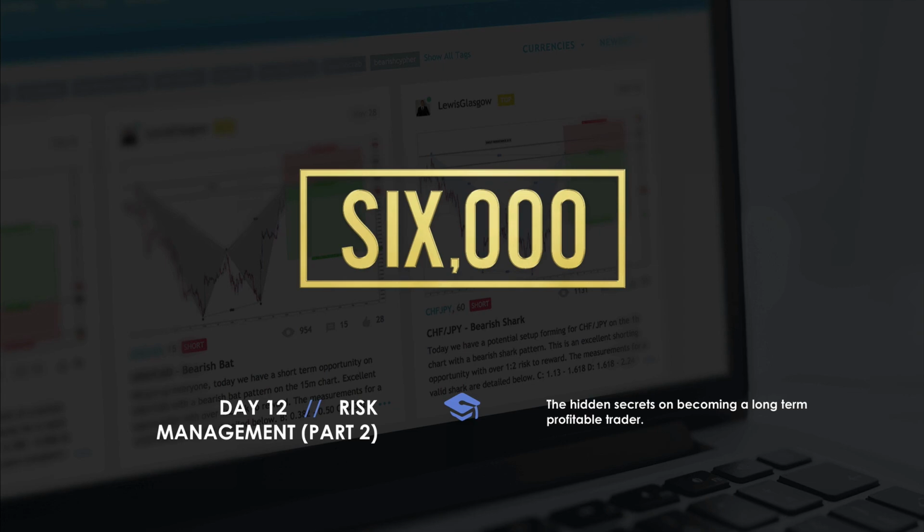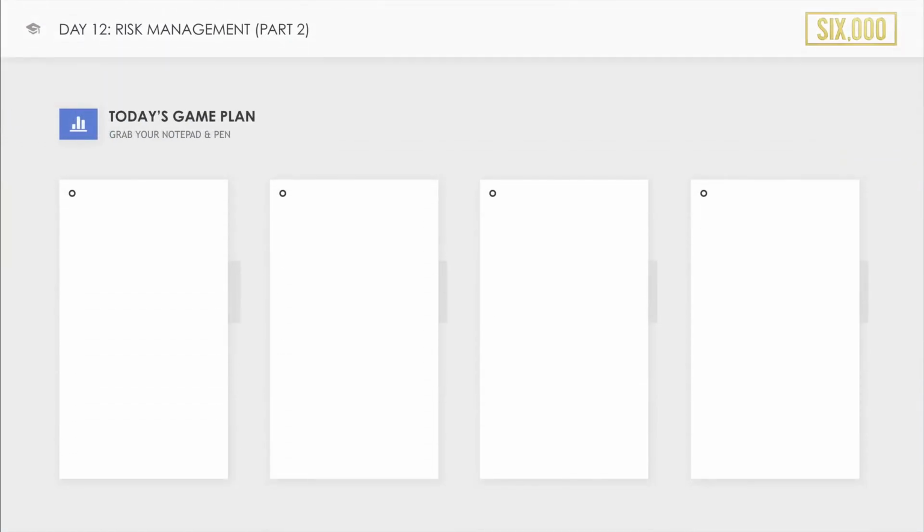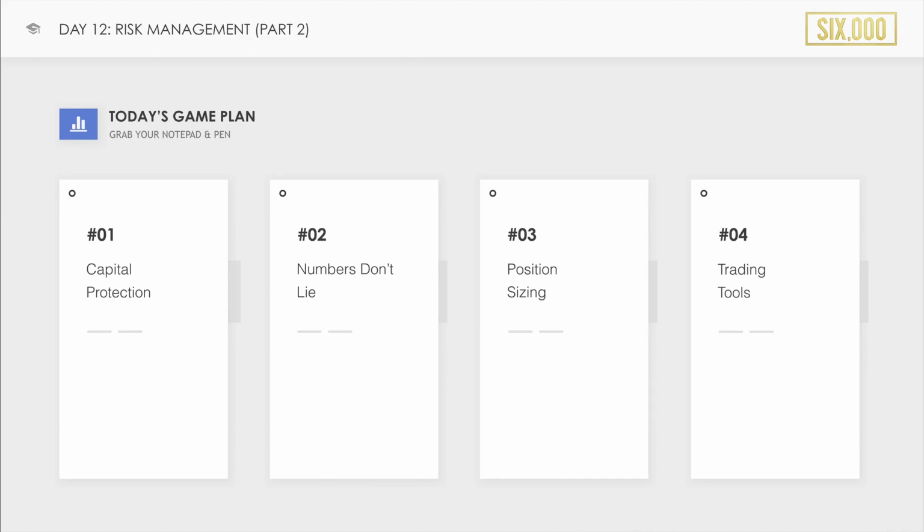This is now part 2 in risk management, and we are learning the hidden secrets on becoming a long-term profitable trader. Now, today's game plan, we will be going over capital protection, followed by numbers don't lie, then on to position sizing, and today we're going to finish off with trading tools. So we're just following up from what we learned in day 12 part 1.